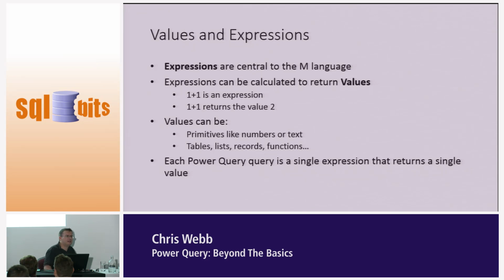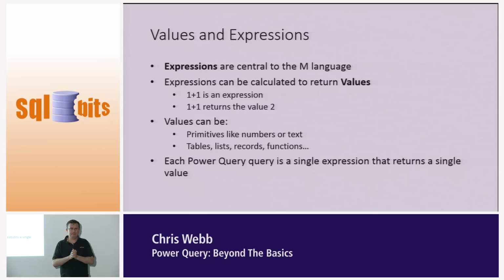So let's learn some M, because M is where all the fun starts. We're going to start at the very, very beginning. The two most important concepts that you need to learn in M are the concepts of expressions and values. Expressions are things that can be evaluated to return values. So 1 + 1 is an expression, and it returns the value 2. Values can be primitive types like integers or text, or they can be things like tables or list objects or functions, as we'll see in a minute.